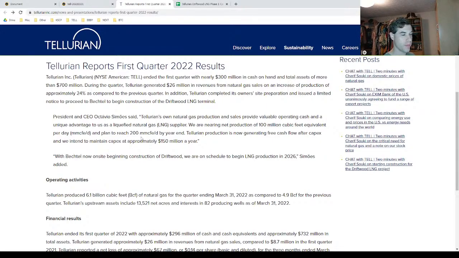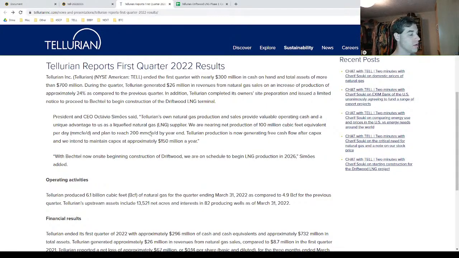To increase by about 100 million cubic feet per day. And so if I assume they end 2022 at 0.2 BCF per day, that's where they would end the year in terms of production capacity. If they add another 0.1 BCF per day per year in 2023, 2024, and 2025, then they would end up with about half a billion, or half of a BCF per day in terms of production.